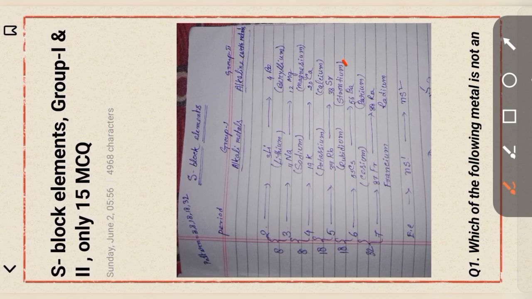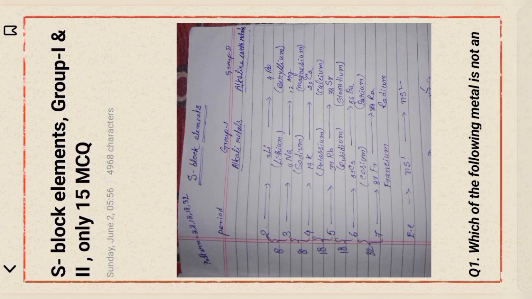Group 2, alkaline earth metals: beryllium, magnesium, calcium, strontium, barium, and radium. In all of group 1 and 2 we follow the pattern 8, 8, 18, 18, 32. The first element has atomic number 3; 3 plus 8 is 11, sodium. Similarly, in group 2, beryllium is 4, and 4 plus 8 is 12, that is magnesium. They follow the similar pattern 8, 8, 18, 18, 32.